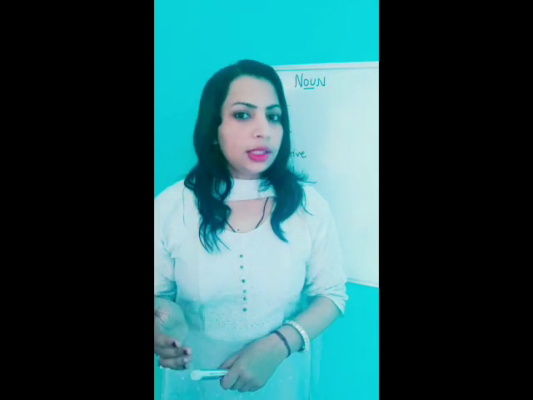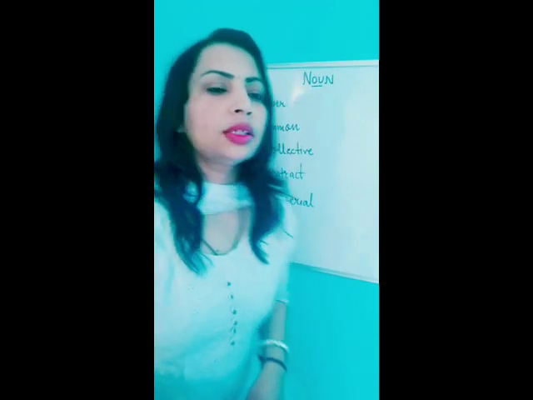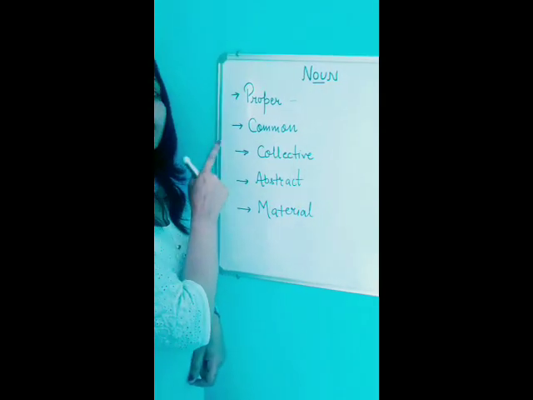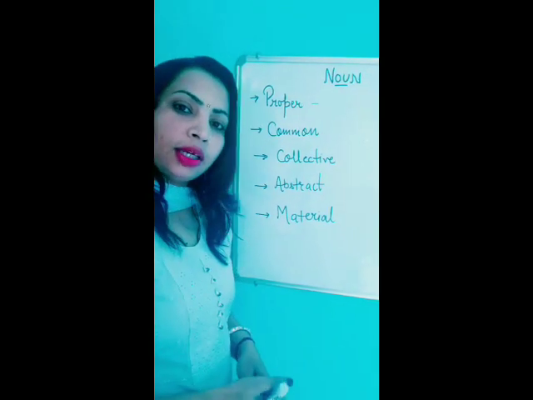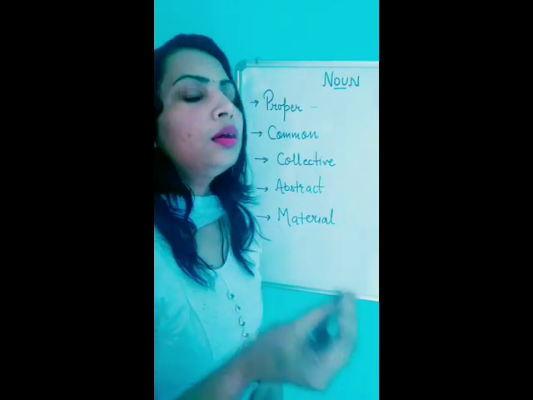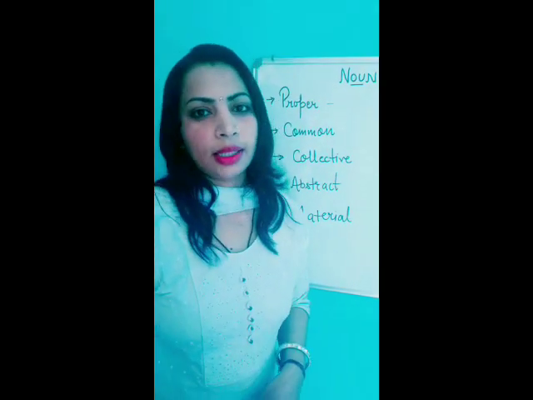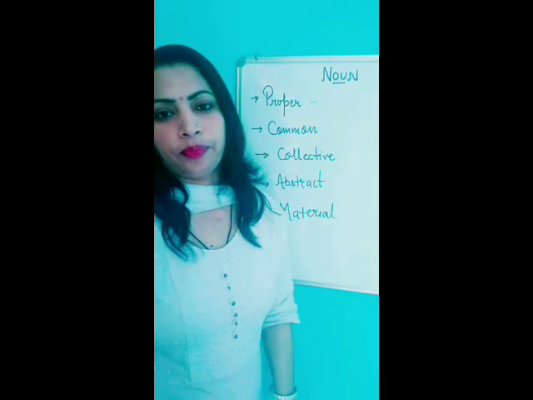Nouns are further divided into 5 categories. And which are those categories? These are proper noun, common noun, collective noun, abstract noun, and at last material noun. I will give you a small definition of each one of it and then I will tell you few of the examples. So first of all, I will continue with proper noun.